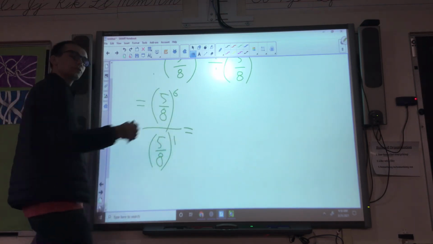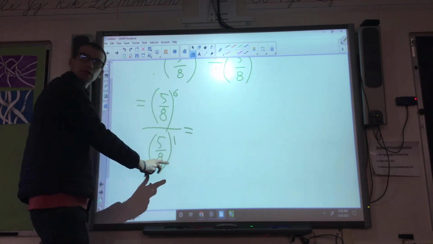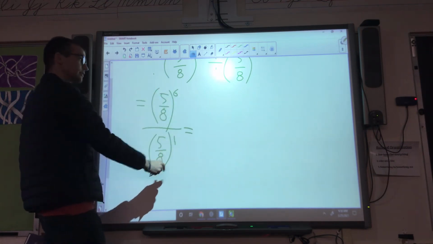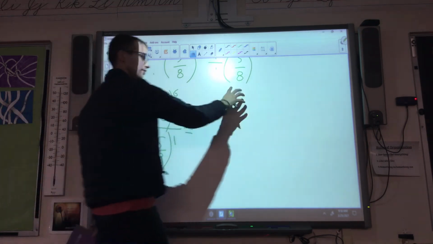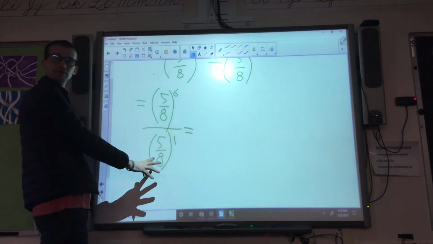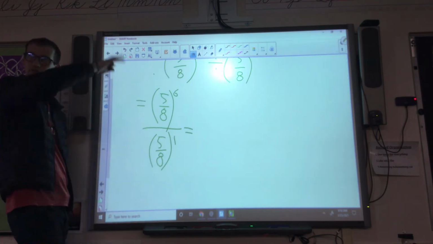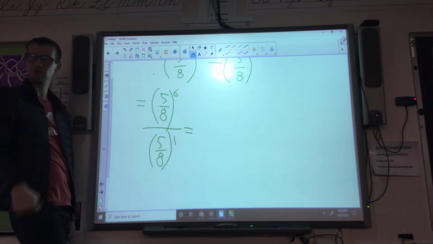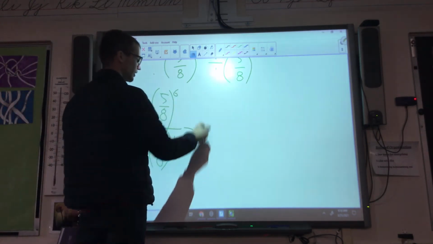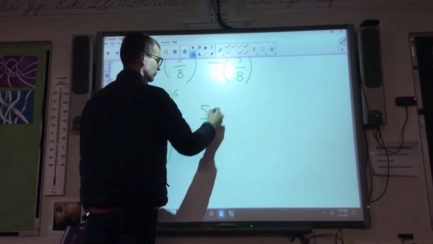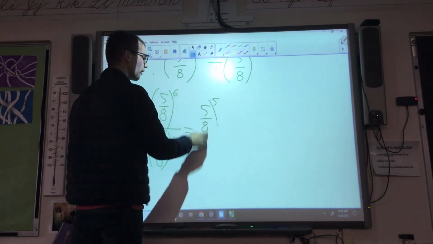That's what the quotient of powers property tells you: if you have one base over the other one, and the bases are the exact same, you can subtract the powers. Because think about it, this is 5 eighths, 5 eighths, 5 eighths 6 times, and then one 5 eighths on the bottom. Those cancel each other out, because any number over itself is 1, and then you have 5 extra ones left, which makes 5 eighths to the 5th power. The parentheses around 5 eighths, oh, okay.